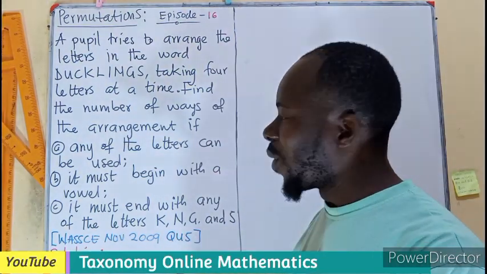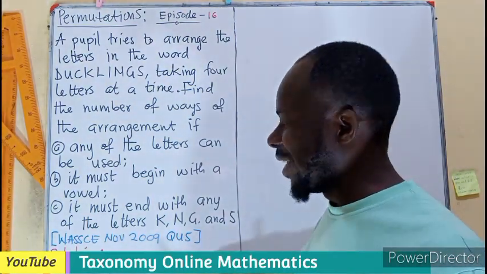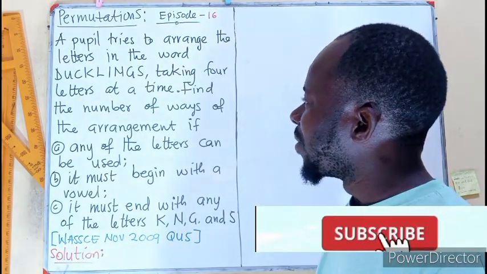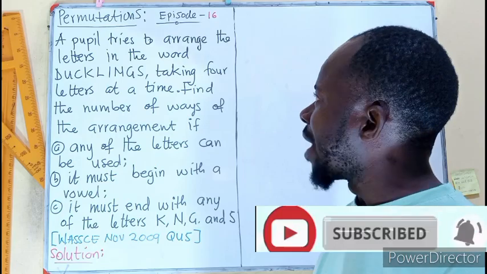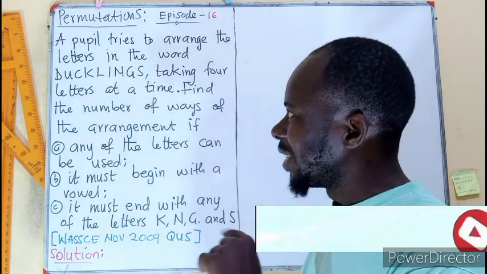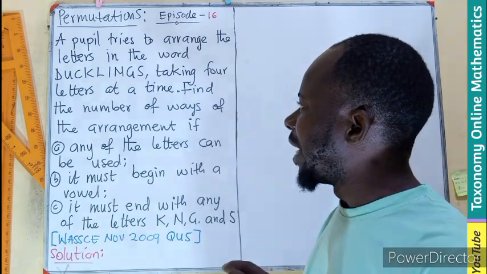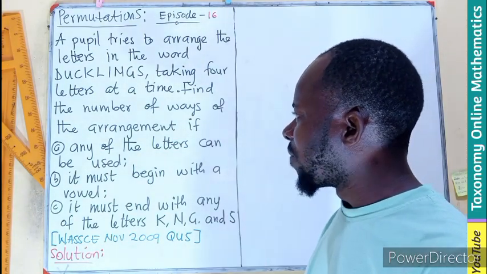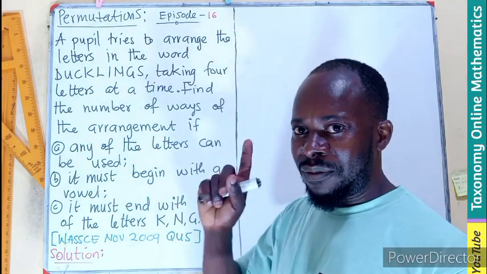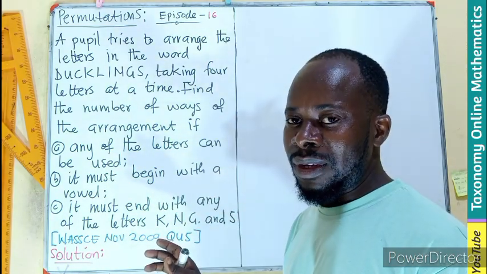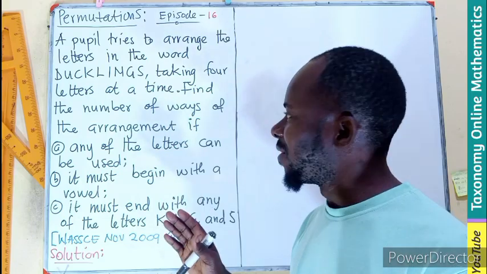Episode 16, still on permutation. Let's see how many possible solutions we can get for this. A person tries to arrange the letters in the word "ducklings", taking 4 letters at a time. You have to find the number of ways of arrangement if, first, any of the letters can be used.